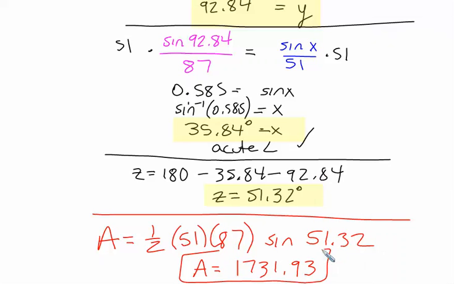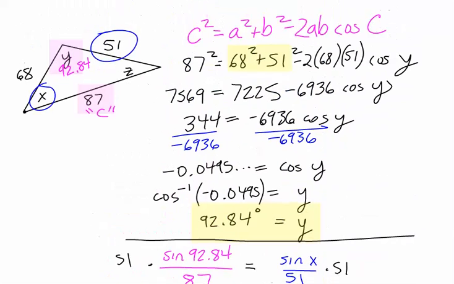And those are how you can go through and do problems involving solving for the missing aspects of a triangle using the law of sines and the law of cosines. Basically, look to see if you've got a side and angle across from each other. If you do, go to the law of sines. If you don't, go to the law of cosines.